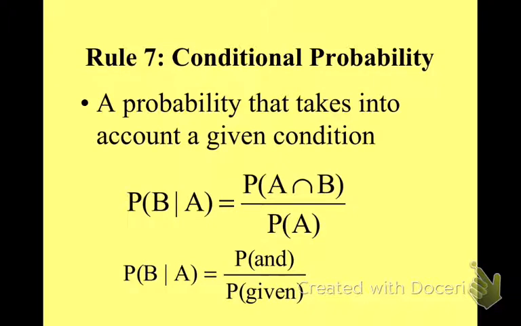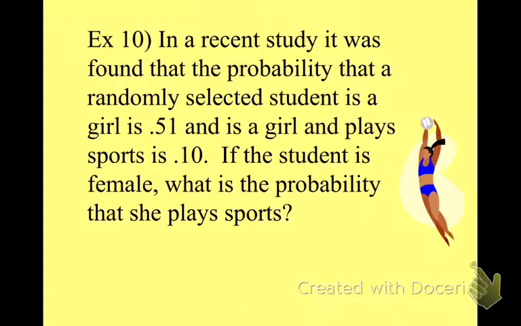And so basically what that means is the probability, you read that as the probability of A and B over just the probability of A. So given A has already occurred, or given that B has already occurred, what is the probability of A? So in this example, it says in a recent study, it was found that the probability that a randomly selected student is a girl is 0.51 and is a girl and plays sports is 0.10. If the student is female, what is the probability that she plays sports?